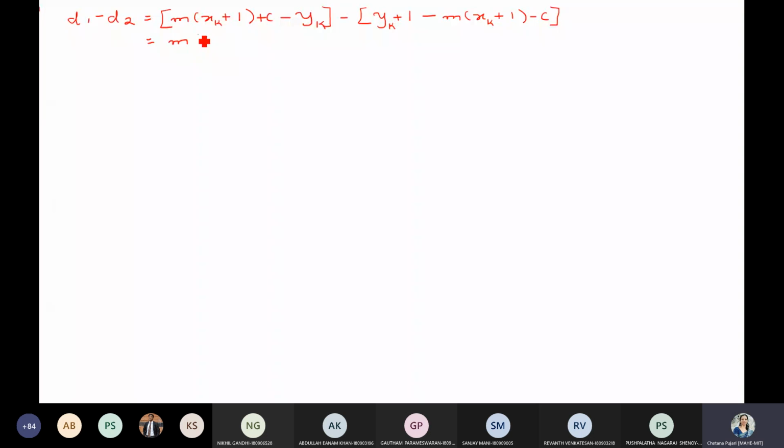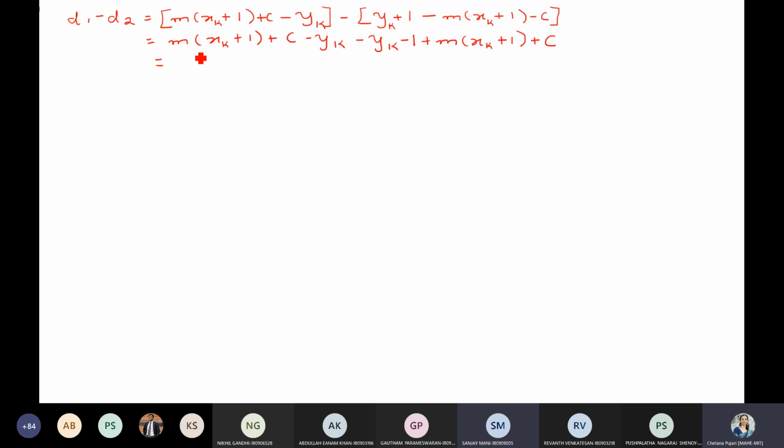It's m of xk plus 1 plus c. I'm going to remove this bracket, okay? yk minus yk minus 1, minus plus is minus, minus minus is plus. So minus minus is plus. You got this.